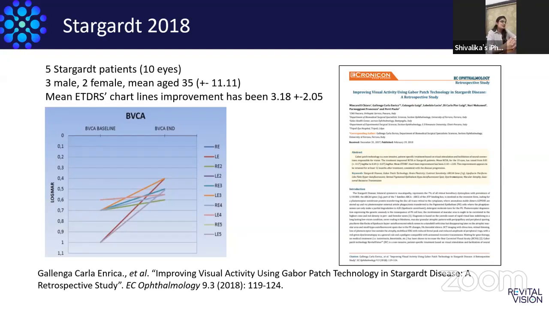You can see at least 3 patients giving at least 1 line of improvement, but you can see the difference for this particular patient who went from 1 LogMAR to 0.4 LogMAR. Imagine the amount of change that would have happened for them in their daily living activities. There's currently another clinical trial going on with Stargardt's, with an institute that is doing Revital Vision on patients with Stargardt's. So far, we have seen really good results. It should be out soon.